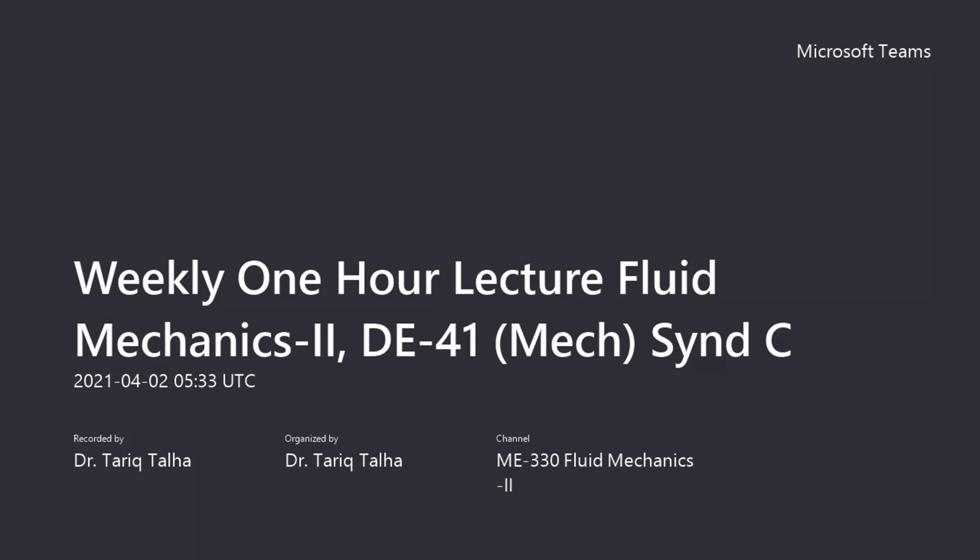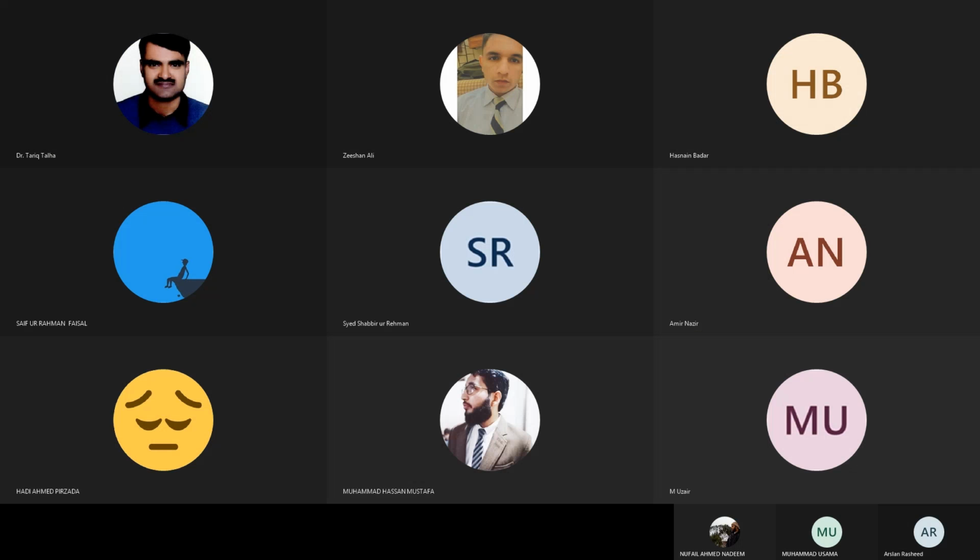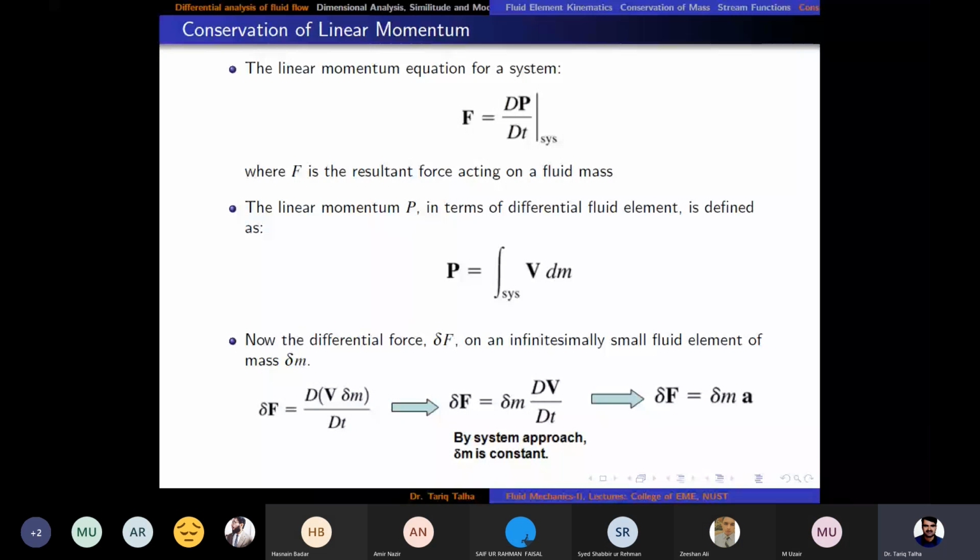We discussed conservation of linear momentum. Once we do that, we know that the rate of change of linear momentum is equal to the net force on the system, and then we can write this conservation of linear momentum principle for our differential control volume. For that differential control volume, we can write the differential force, delta F, as the product of the differential mass of that control volume and the acceleration.